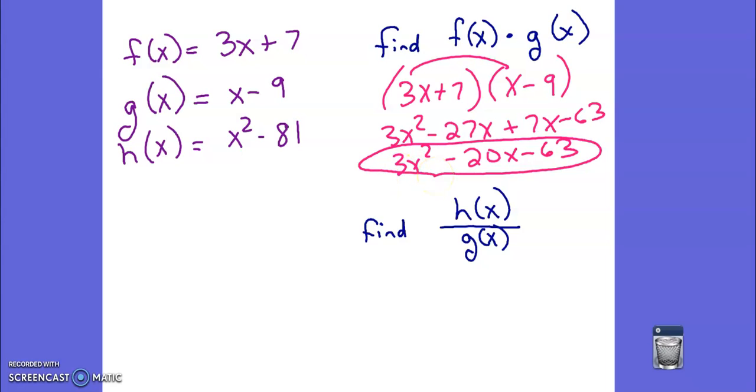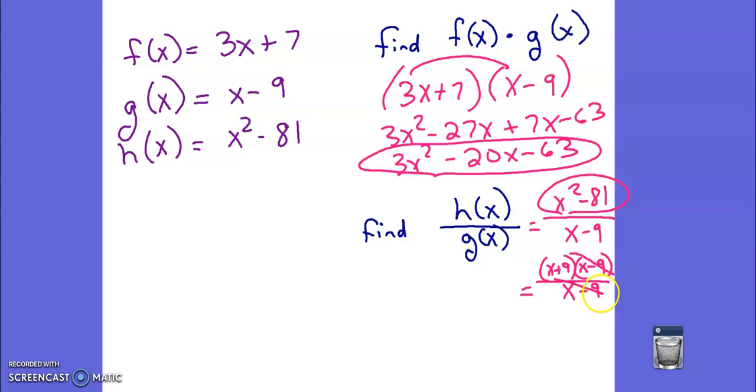And then finally, with h of x, I'm dividing by g of x. So h of x, notice, is x squared minus 81, and g of x is x minus 9. But notice the top, the h of x, can actually be factored into x plus 9 and x minus 9. And then notice the x minus 9's cross out, so your final answer is x plus 9. And that's how you do operations, adding, subtracting, multiplying, and dividing with functions.